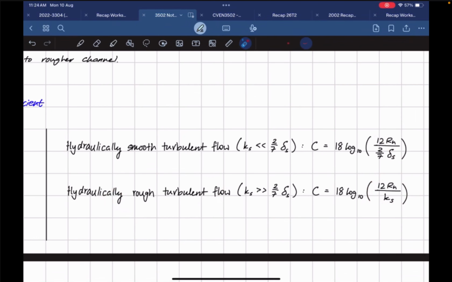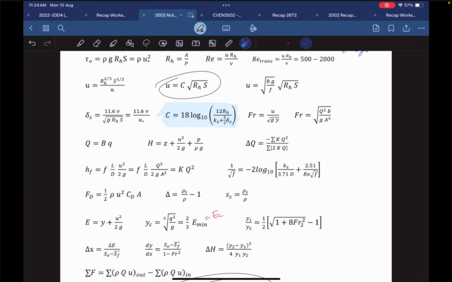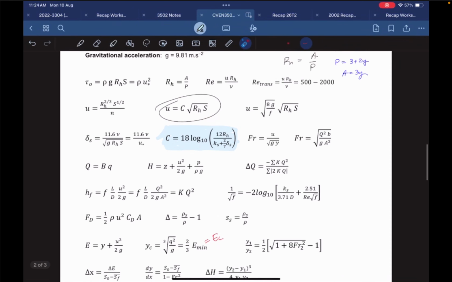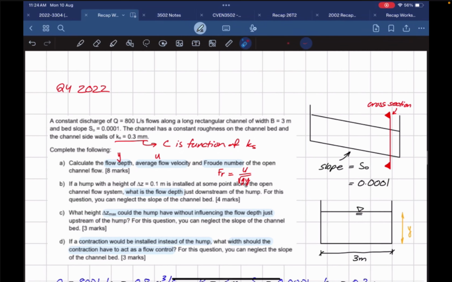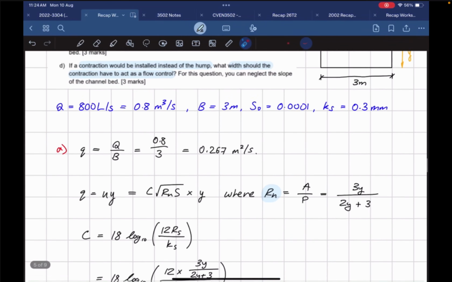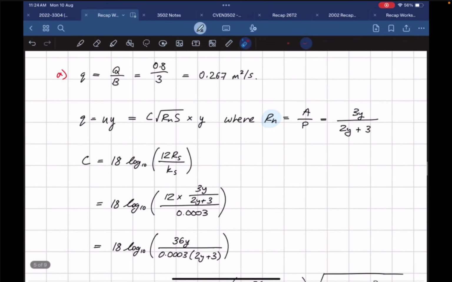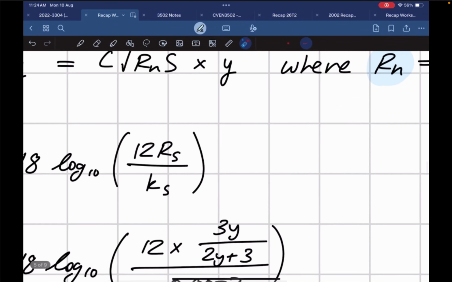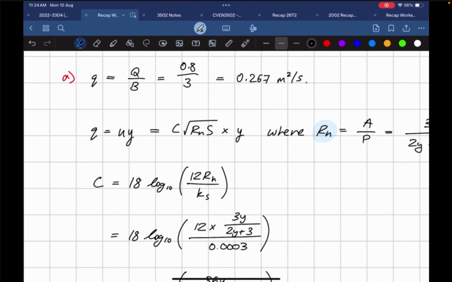You don't really need to memorize it because it's on your formula sheet. So if we only have KS and delta S equals 0? Yes, exactly. Delta S equals 0 because the roughness is constant. It's just an assumption you have to make.